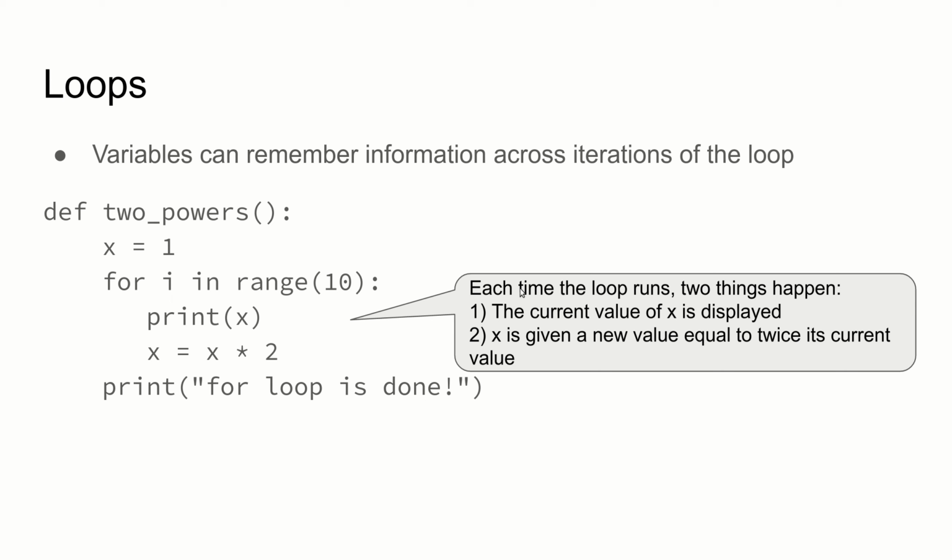So one way to think of this is each time the loop runs, that these 2 things will happen. x will get printed, and then x will be given a new value equal to twice its current value. There's sort of 3 things happening in that when we flip back up to the top, i gets a new value, but that's kind of irrelevant here because we're not using the i.